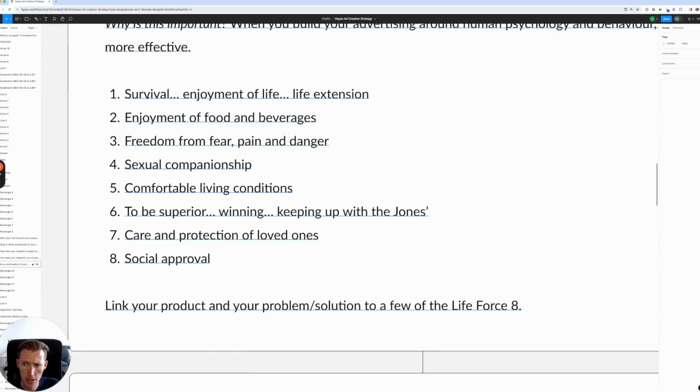So the first one we have is survival, enjoyment of life, life extension. We have enjoyment of food and beverages. We have freedom from fear, pain, and danger. We have sexual companionship. We have comfortable living conditions. We have to be superior, winning, and keeping up with the Joneses. We have care and protection of loved ones and social approval, right?